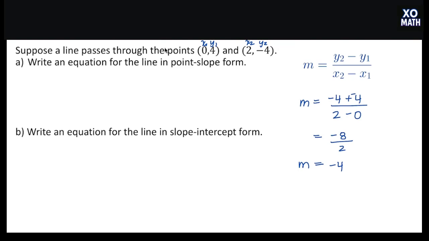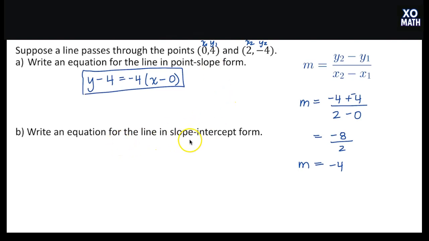So we can go ahead and substitute into point-slope form of a line using our slope on either coordinate point. So I'm going to choose the first coordinate point, and we're going to have y minus y1, so y minus 4 is equal to slope -4 times the quantity x minus x sub 1, which is 0. So here is my equation for the line in point-slope form.